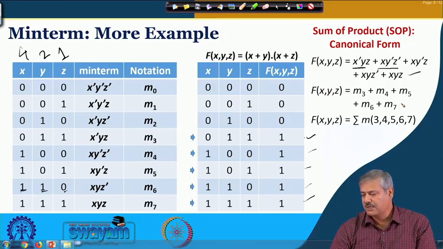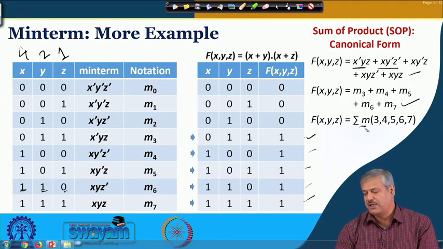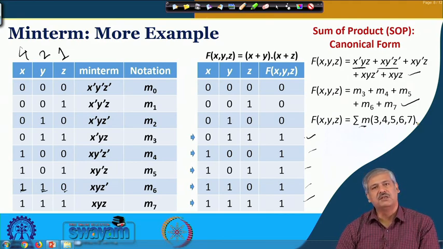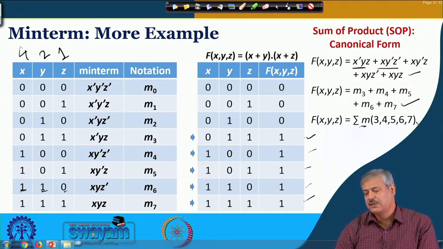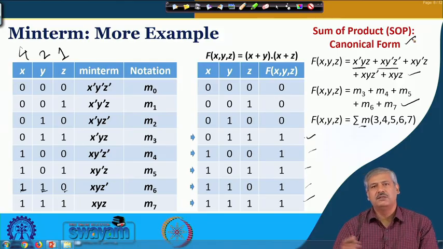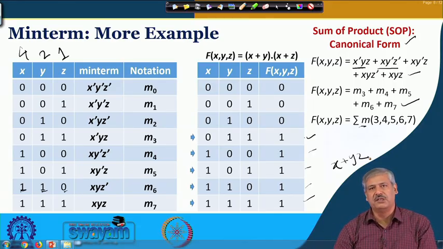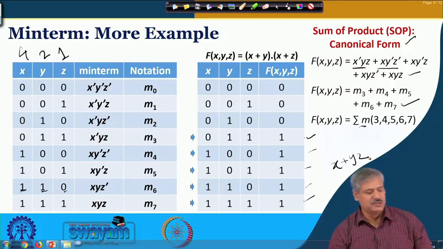M6 and M7, that is what you do here, and for a more compact representation you can use a sigma, a summation sign, where m stands for minterm, the small m and 3, 4, 5, 6, 7. So, these are the corresponding decimal equivalent places, that is what you finally sum up, and it is called canonical form, right. And you can have a normal SOP form also, which is just as I said x plus y z, that is not called canonical form. When all the variables are present and you are summing up the minterms, it is called canonical form representation.